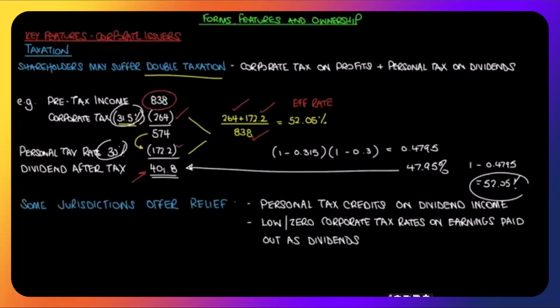Now, there is some good news. In some jurisdictions, you do get relief. Some jurisdictions will give personal tax credits on dividend income, and some will change the corporate tax rate. So say out of this 838, whatever gets paid out as a dividend gets a lower tax rate, maybe even zero. So there may be relief.